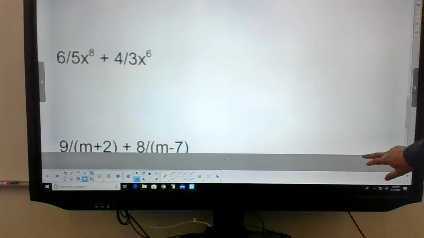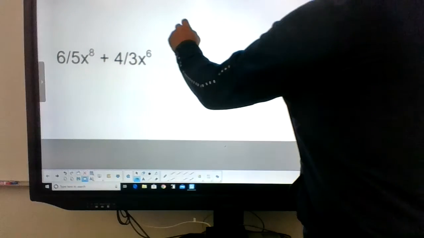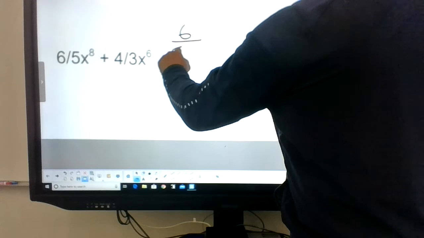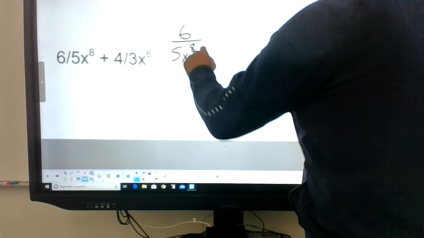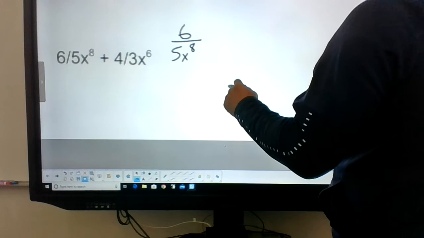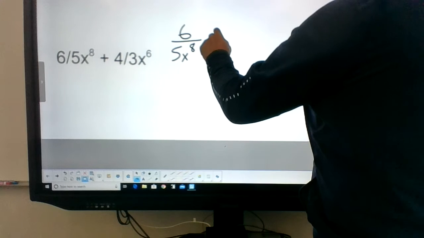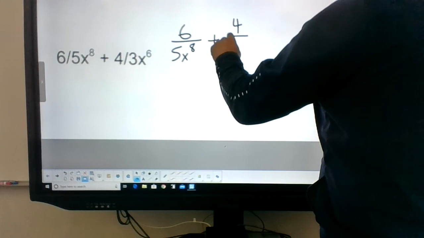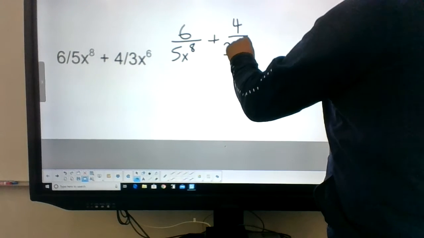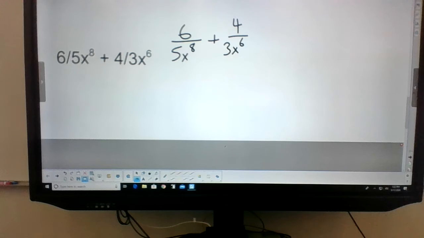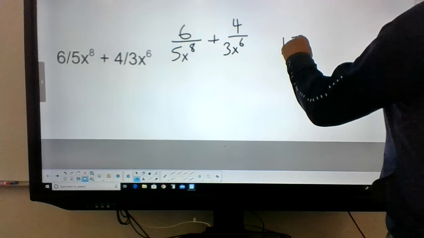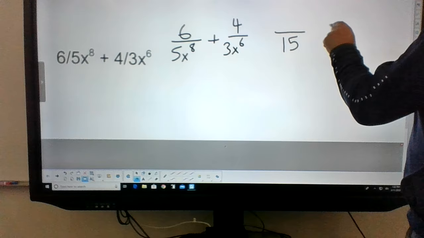Oh my, here we go. Let's get crazy with one. 6 over 5x to the 8th power, plus 4 over 3x to the 6th. Now again, I said it, when in doubt, you can multiply them together. So I'm going to say 15, but watch what happens here.